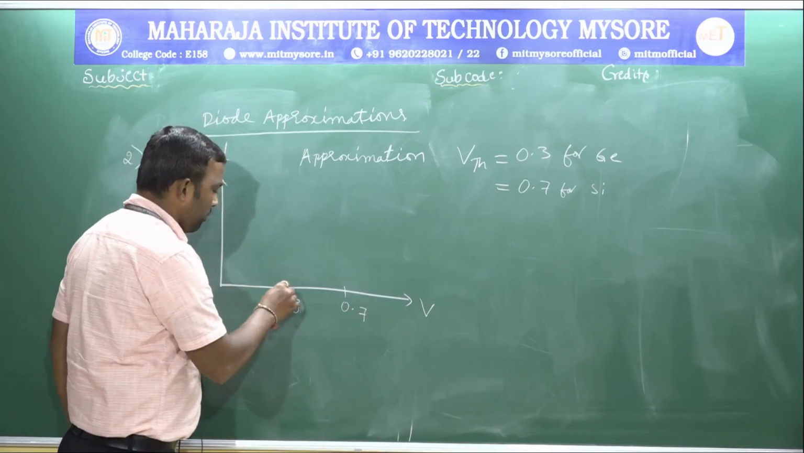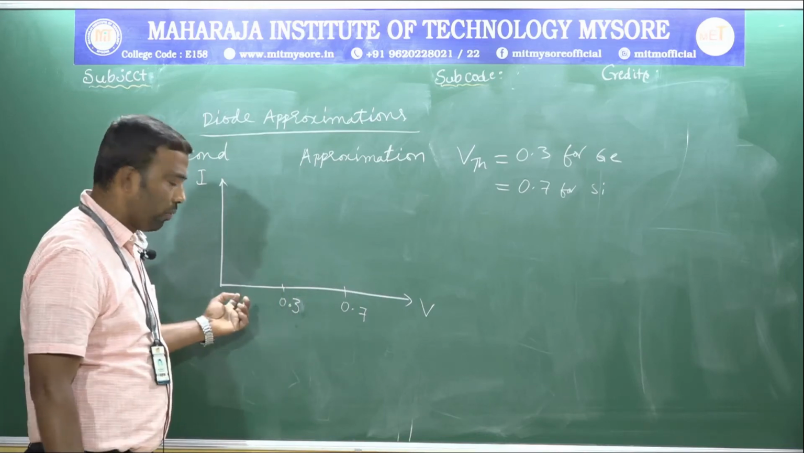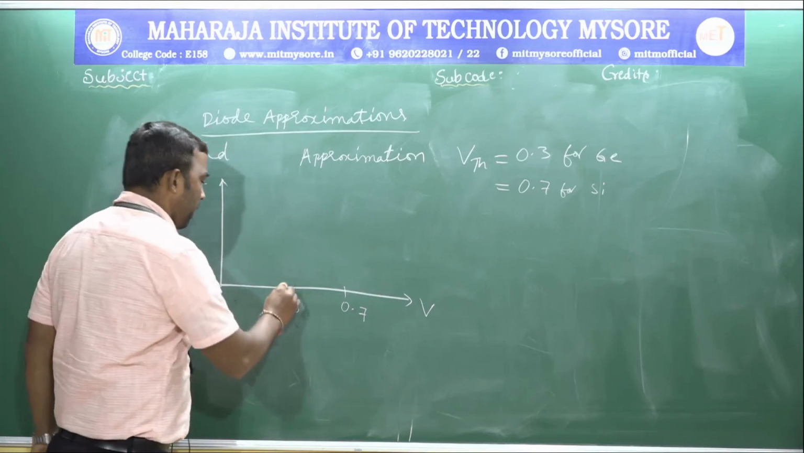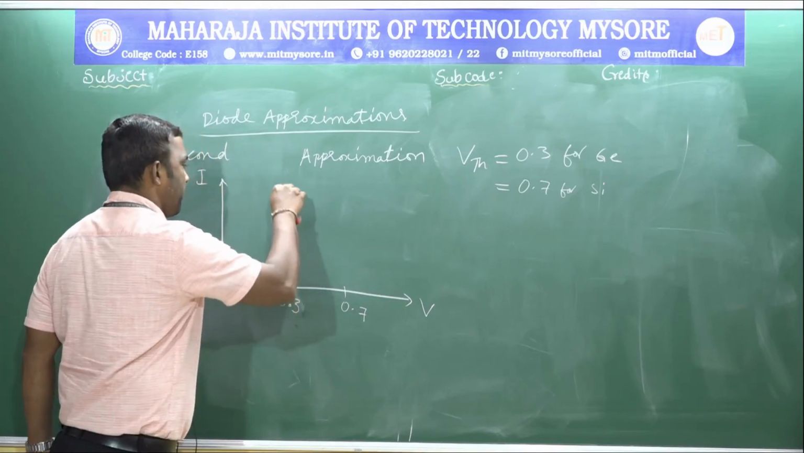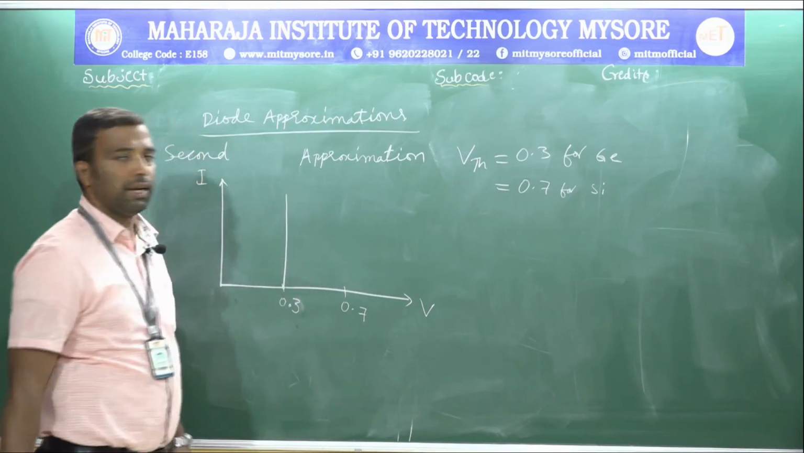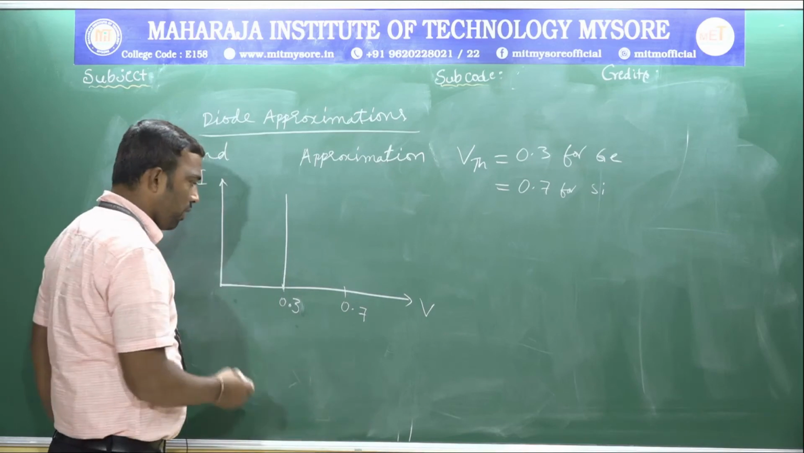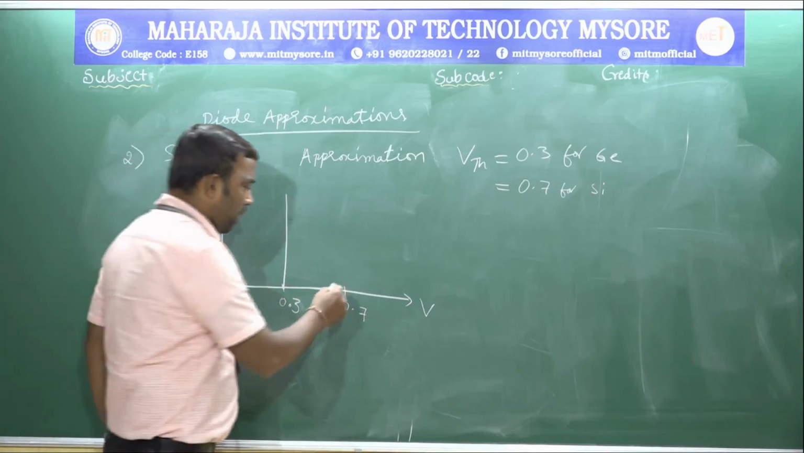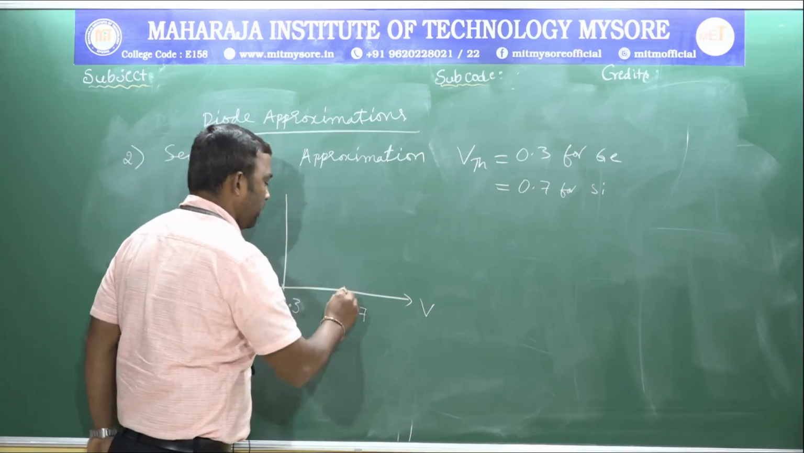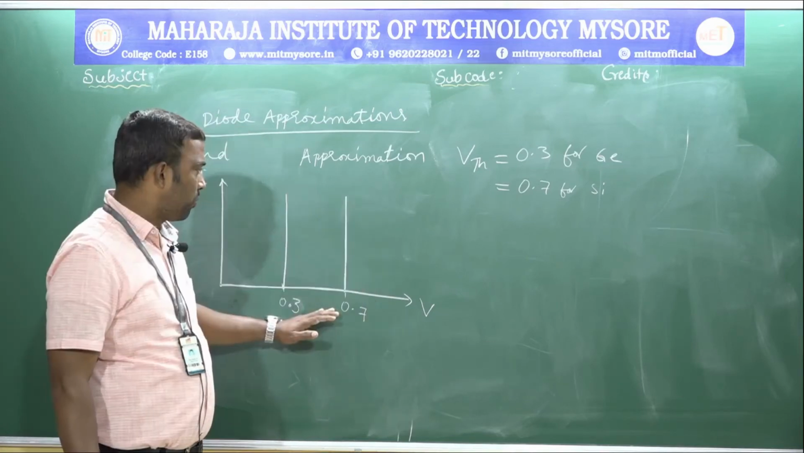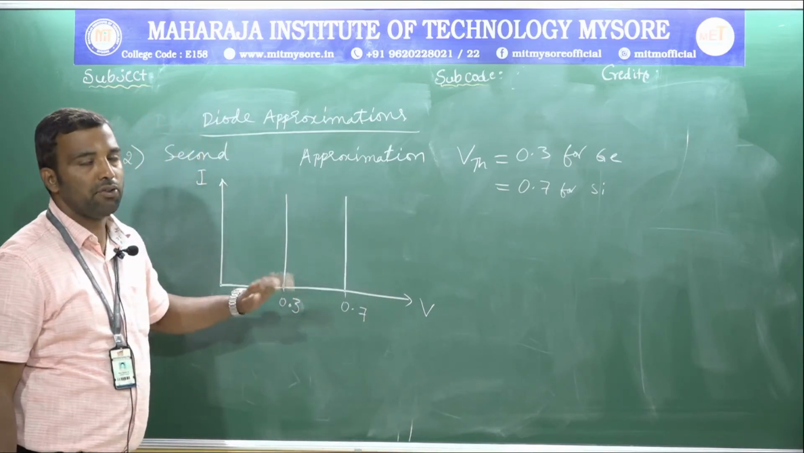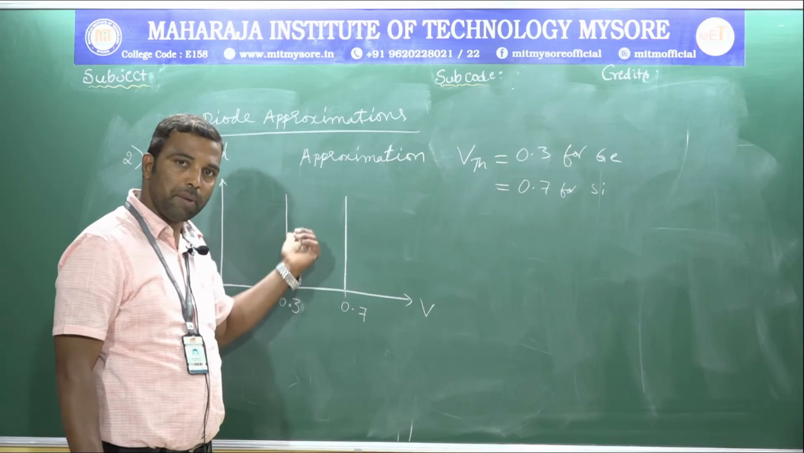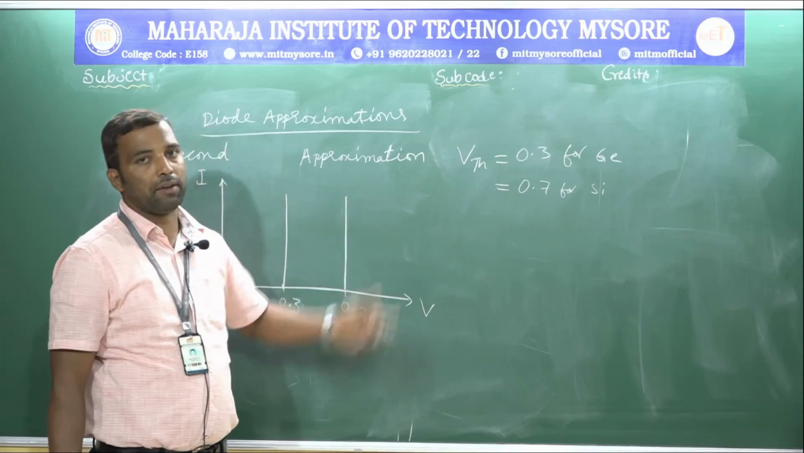Below 0.3 volts in germanium, the current is 0. When it reaches the 0.3 threshold voltage, the current increases suddenly. This is nothing but the second approximation for germanium. Similarly for silicon, below 0.7 the current is 0. At 0.7 the current increases suddenly. In the second approximation, the current attains a maximum value at threshold voltages: at 0.3 for germanium and at 0.7 for silicon.